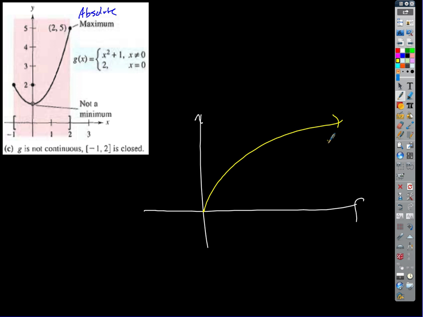A circle. Not a function, right? But what if we took, for example, the function f of x equals the square root of x? Its natural domain is what? All positive reals. No, greater than or equal to 0. So all non-negative reals, right? So the natural domain of this would be that, correct? Does this have a global minimum? Yes, it's right there, isn't it?